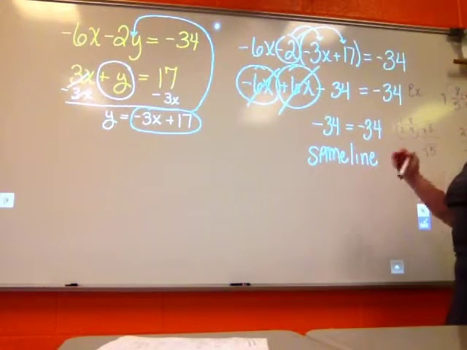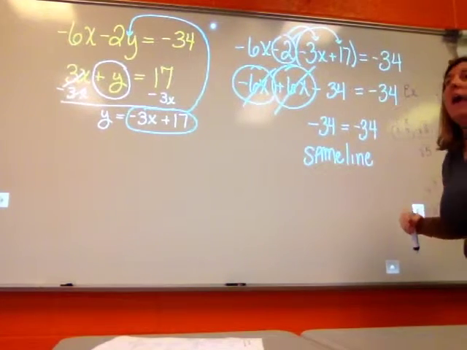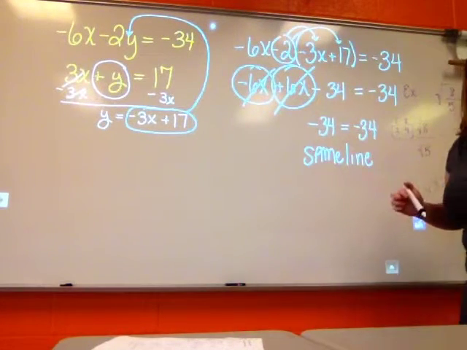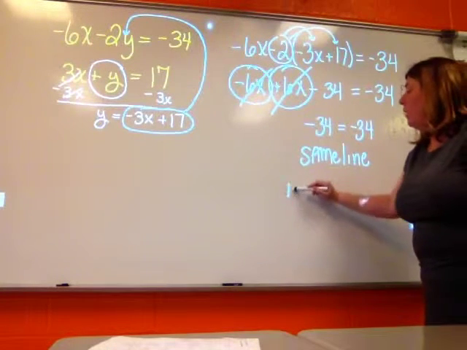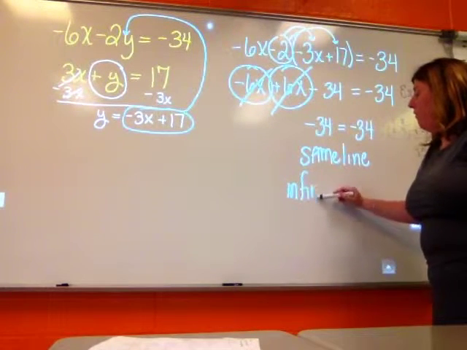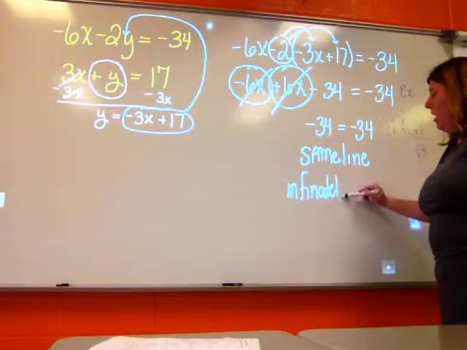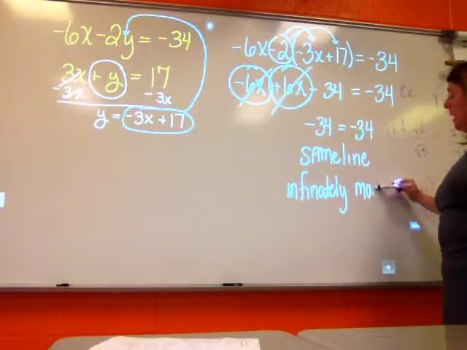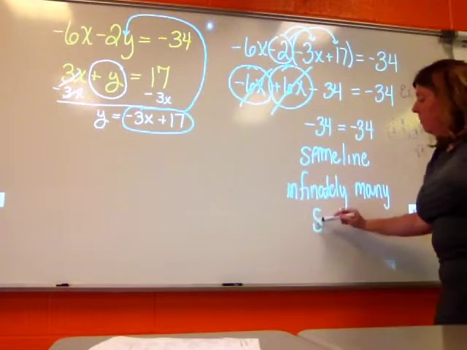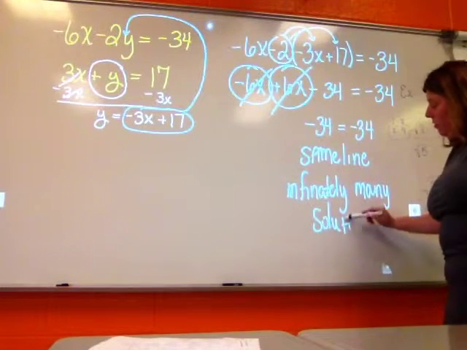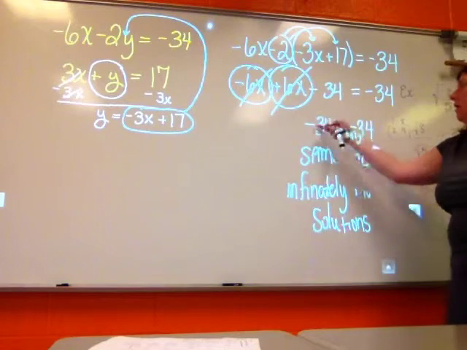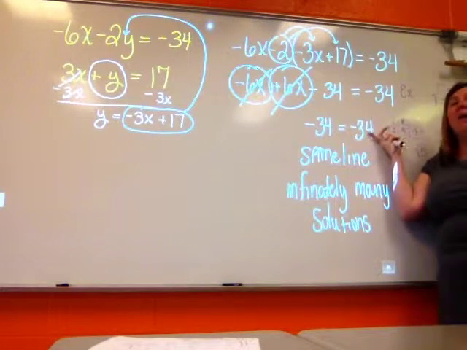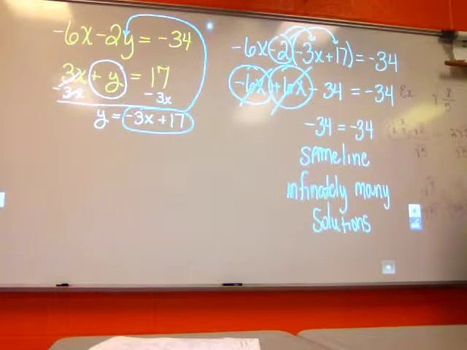And if you have the same line, that means that every point on that line is going to be a point that works. So that really means that you have infinitely many solutions. So when your x's cancel one another out and it leaves you with a number that's equal to that exact same number, then you have infinitely many solutions.